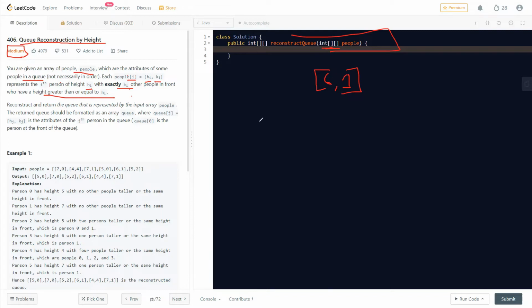Say there's a person like this, sorry for this drawing, who is 6 feet, and there's another person like this who is also 6 feet. If that is so, we can understand that there must be one person whose height is greater than or equal to 6 feet standing in front of them, like other people in front.